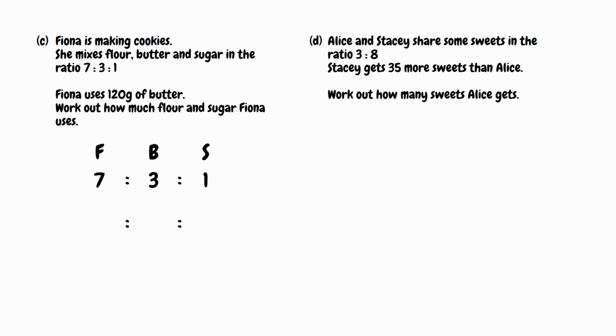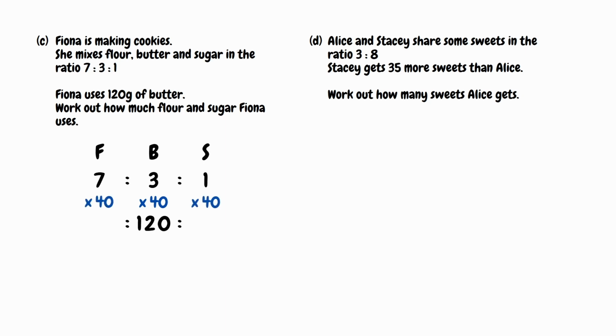We're told in the question, though, Fiona uses 120 grams of butter. So because this is how much butter she uses, this is what I'm going to put for parts for butter in my new ratio. So again, because the ratios are equivalent, we want to see what we've done to get from 3 to 120. Well, we must have multiplied by 40. So because I've multiplied that part by 40, I need to make sure I do the same to the others.